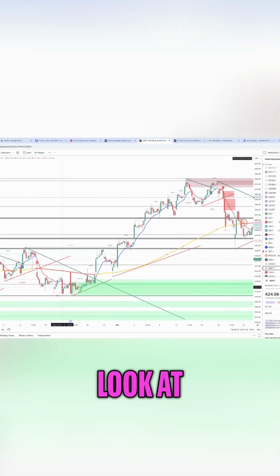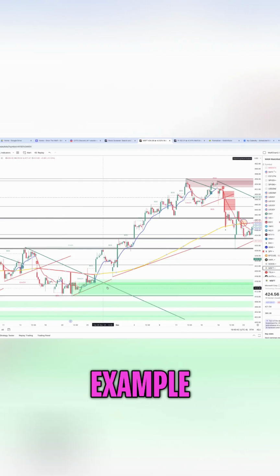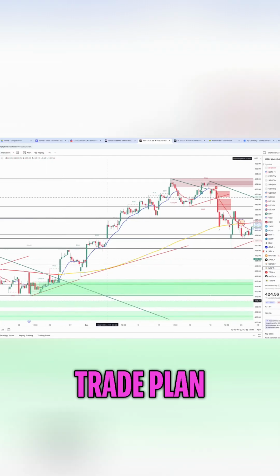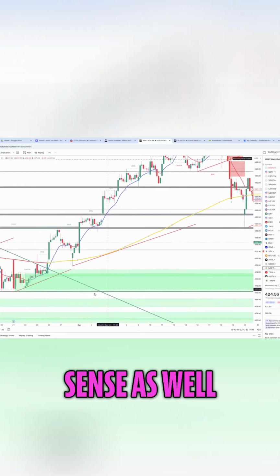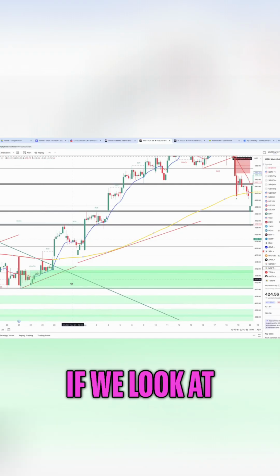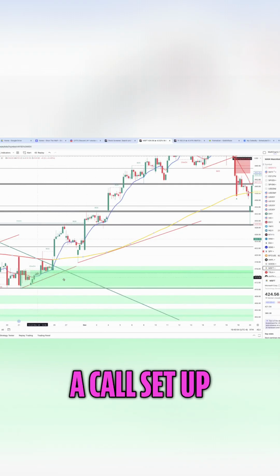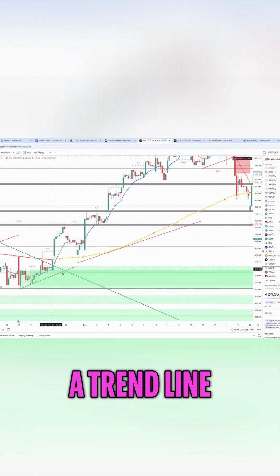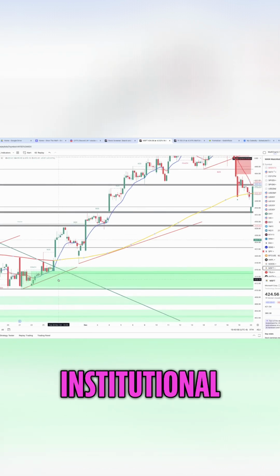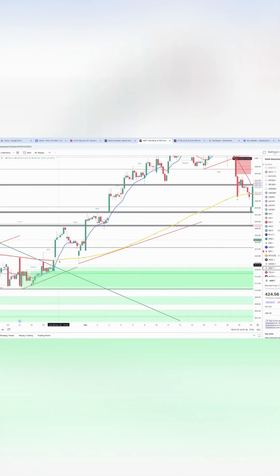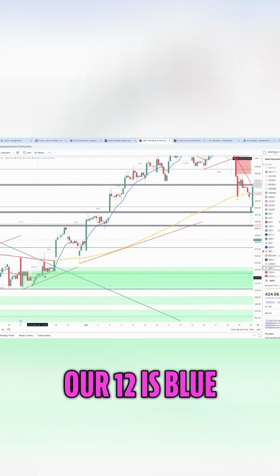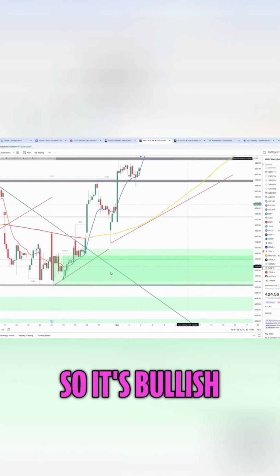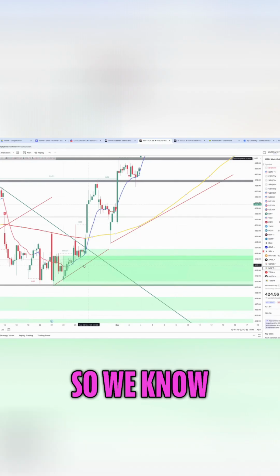So now when we look at the floating candle, if we look at the same example, now we can build a whole trade plan that makes sense and pick strike prices that make sense as well. So if we look at this and we say, okay, right here is a call setup for Microsoft. We got our trend line right here. We got institutional money here. Our 200 is bullish, and we got green money under us. Our 12 is blue, so it's bullish. So we got green, yellow, and blue. So we know it's a go for calls.